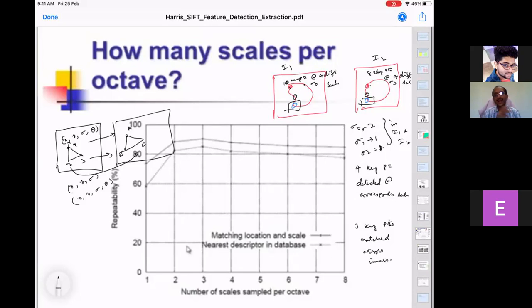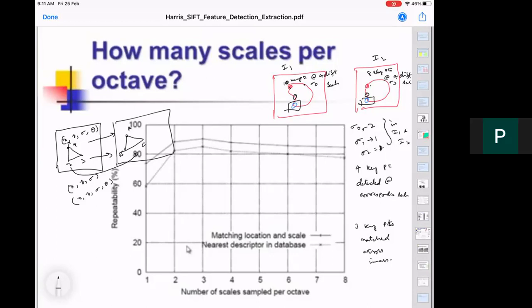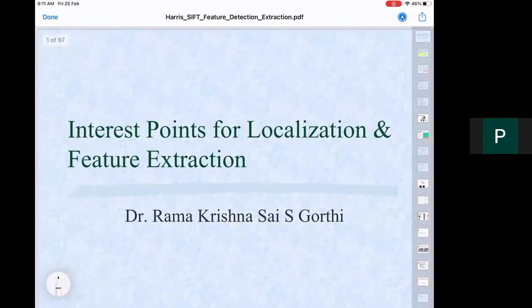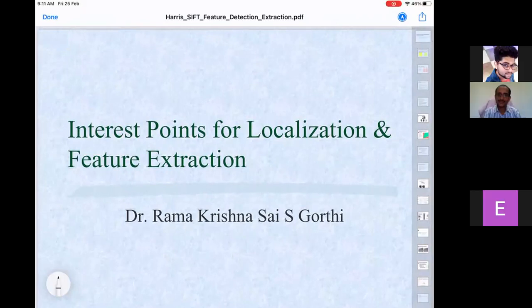The second task is, after identifying the key points at the corresponding scales and locations, can I match them uniquely or not? That means the key points here and the corresponding key points there, can I match them uniquely or not? Which is a difficult task, or which will have more error? Finding the key point itself is a difficult task.